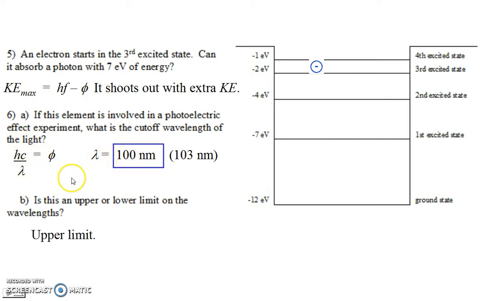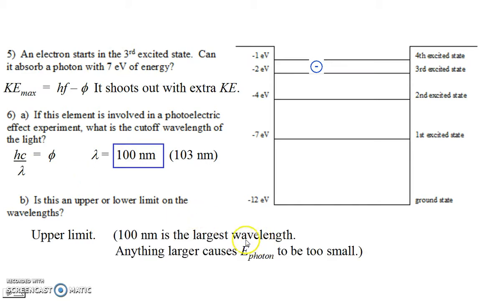That means that 100 nanometers is the upper limit. That's the largest lambda could be. It's the largest wavelength. Anything larger causes the energy of the photon to be smaller than phi, and now we don't have a successful photoelectric effect experiment anymore.